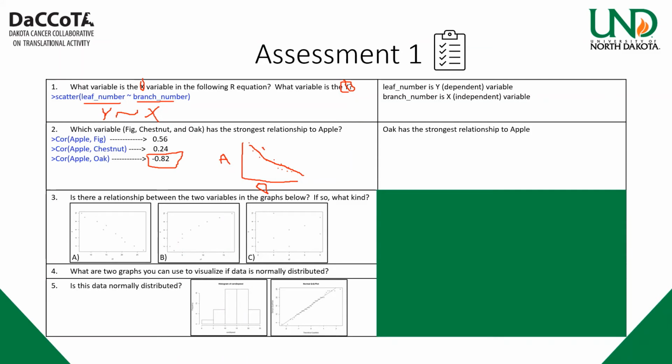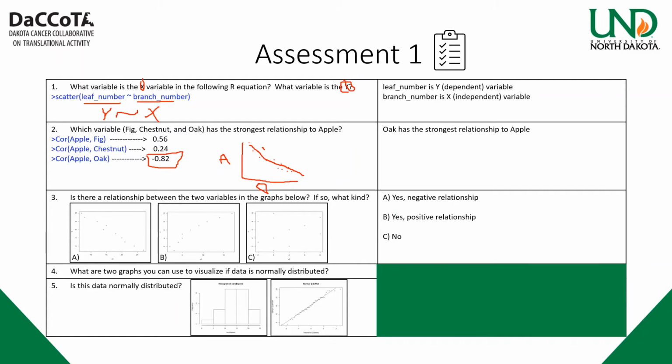And 3, we have 3 different relationships. I'm asking, is there a relationship? If so, what kind? So A, it's going down. It looks pretty clear that it's a negative relationship. B is yes, in a positive way, and C there really seems to be no relationship. So if we try to put a trend line, it would be something like that. So really nothing. As X goes up, Y doesn't really do anything.